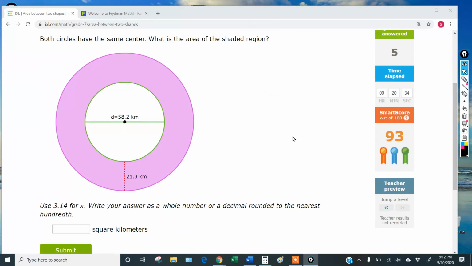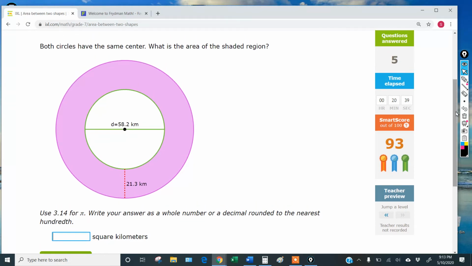So this problem is maybe a little bit tricky, so I'll go over this one. It's the same idea again of taking the area of the big circle and subtracting the area of the small circle. The only twist is you have to realize that, since the line is going all the way across, 58.2 kilometers would be the diameter, not the radius. Actually, they're telling you that because they say D here. D usually is used to represent the diameter. But we don't want the diameter. We want the radius.